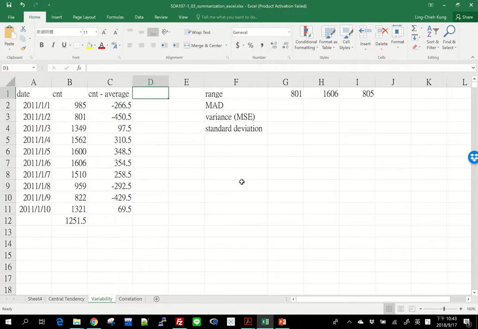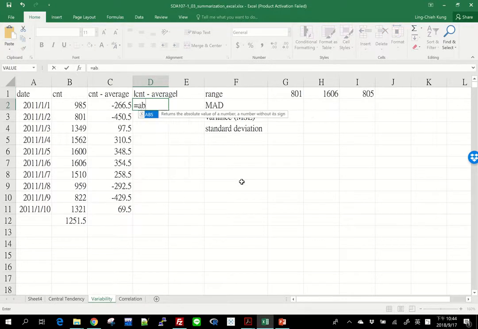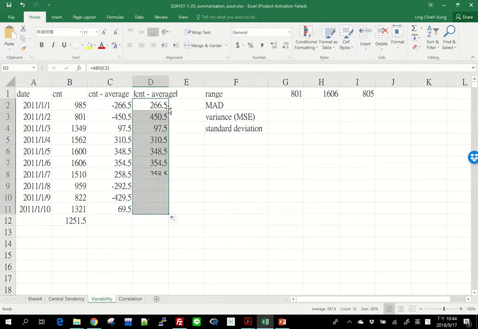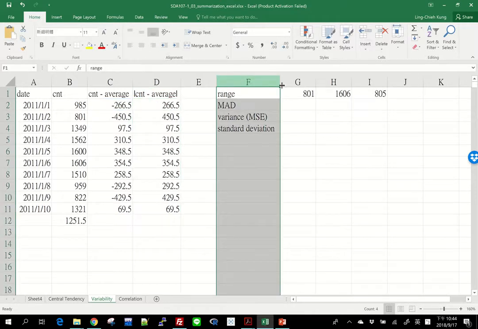And then what I should do is that I should get their absolute values, okay? I should take the absolute value for all these deviations. What I may do in Excel is that I can use the function called ABS, absolute values. So I have absolute value for each one of them. Now they all become positive.